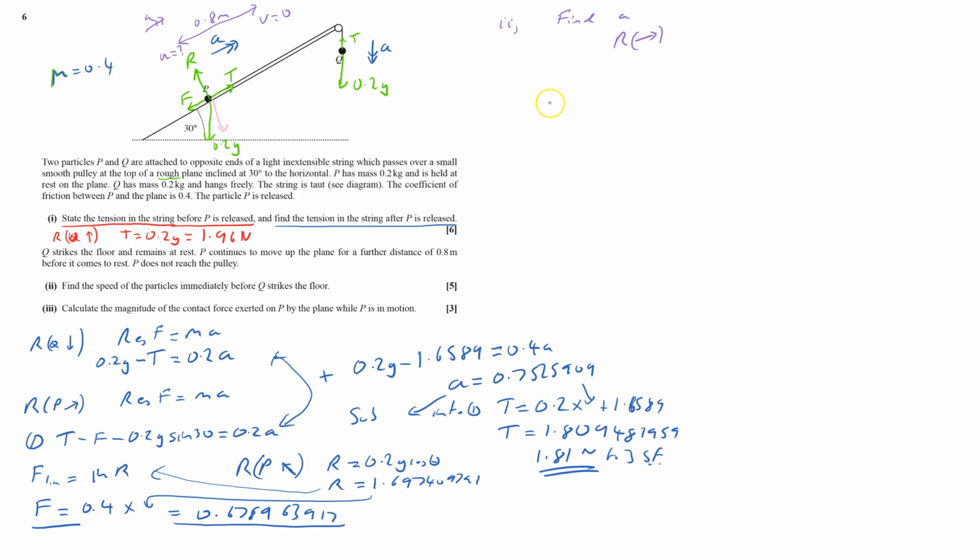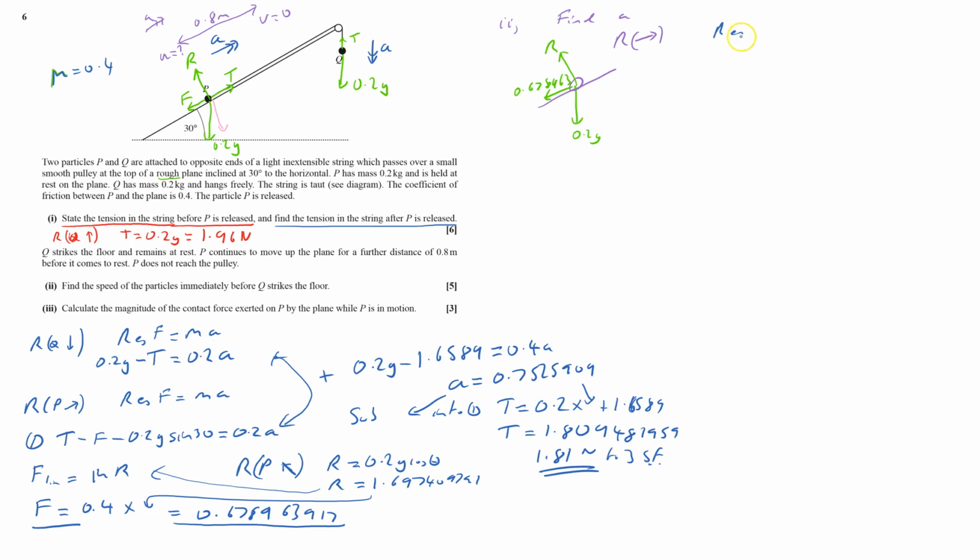I'll just do a little diagram so you can see what I'm talking about. Forces on here: I've still got mg going down, which is 0.2g. I've got a friction which stays the same, 0.6789, that number there. I've got it in my calculator, and I've got R going up here, and those are the only forces acting on it.